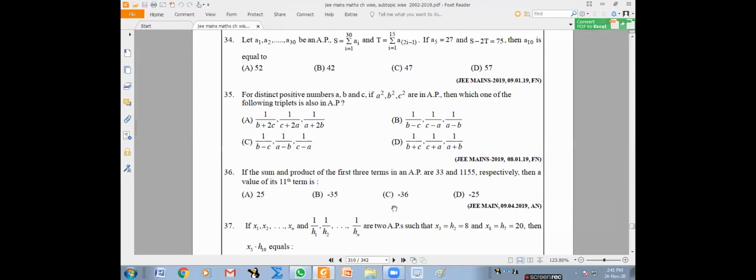Up to 40, any doubt? So 36. Sum and product of first three terms of an AP are 33 and 115, and the value of the 11th term is. Is the calculation lengthy? What happened to you? I'm getting minus 29. When you are taking a minus d, a and a plus d as the first three terms, then don't think a is the first term. A minus d is the first term. Generally, when you take three numbers in AP, we'll take a minus d, a, a plus d.